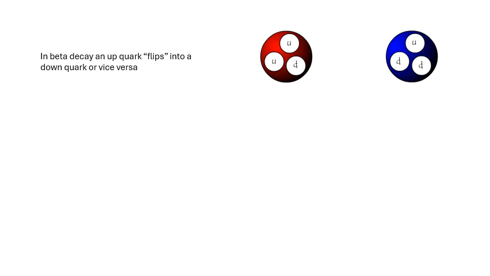Now you should know that in positron decay, beta plus, a proton changes into a neutron, doesn't it? What actually happens is that an up quark changes into a down quark. We say it flips into a down quark. In beta minus decay, a down quark flips into an up quark.